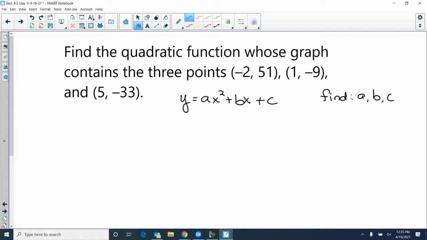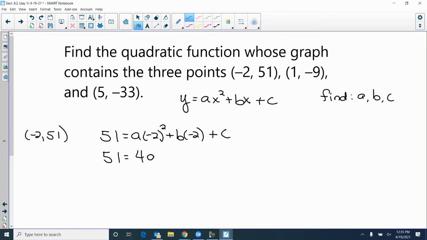But I have to have 3 points. And now let me do the first one here for you. For the first point, x is -2, the y is 51. So take your general form, plug in 51 for y. A, we don't know, but x is -2 squared plus b times -2 plus c. And that's going to simplify to 4a minus 2b plus c. And this is an equation. It just doesn't have x, y, and z. It has a, b, and c. All right, find your other two equations using 1, -9 and using 5, -33.